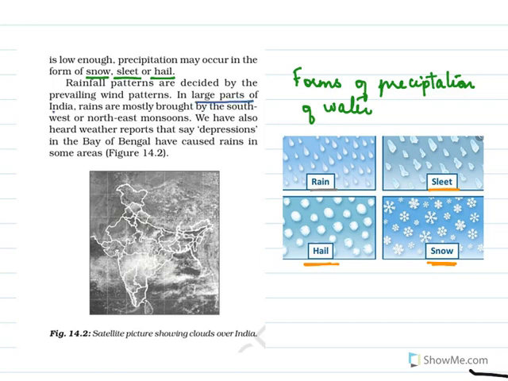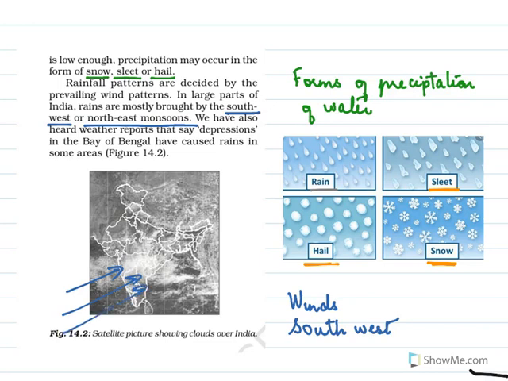In large parts of India, rain is mostly brought by the southwest winds. So the winds that bring rain to India are the southwest or the northeast monsoon winds. So at this point we need to know which are the winds that bring rain to India. We have the southwest. These are the winds that come in this direction from the southwest.